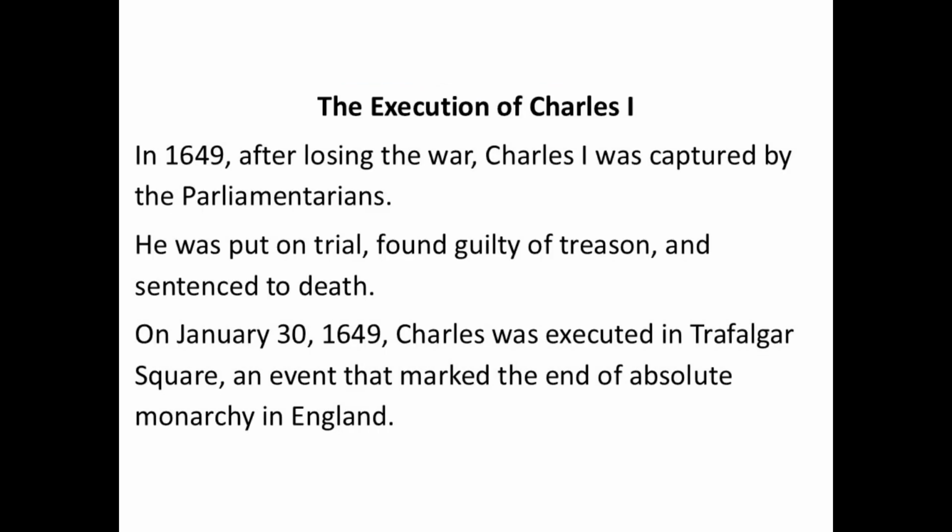The execution of Charles I. In 1649, after losing the war, Charles I was captured by the parliamentarians. He was put on trial, found guilty of treason, and sentenced to death. On January 30th, 1649, Charles was executed in Trafalgar Square, an event that marked the end of absolute monarchy in England.